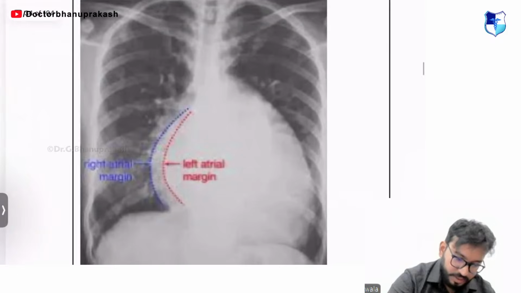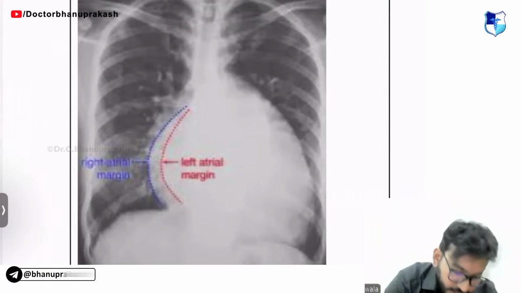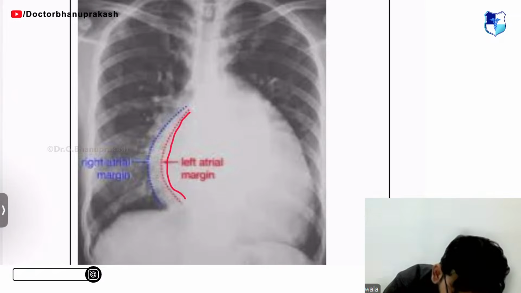Okay, look at this. Look at this, guys. What is this? Can you see the 2 margins?